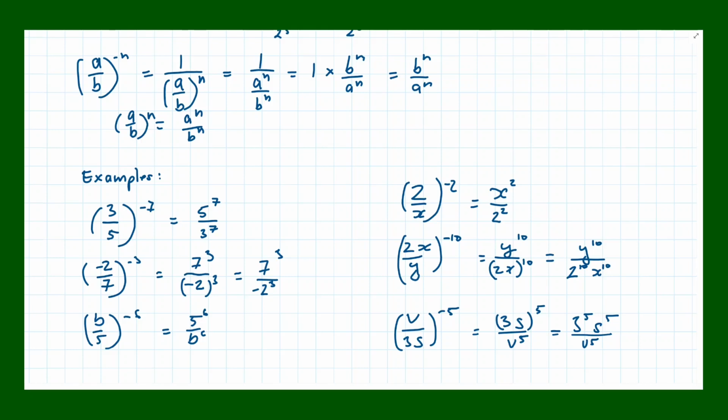I hope now that you understand why this rule works and why this rule works with every single number or any number and variables.